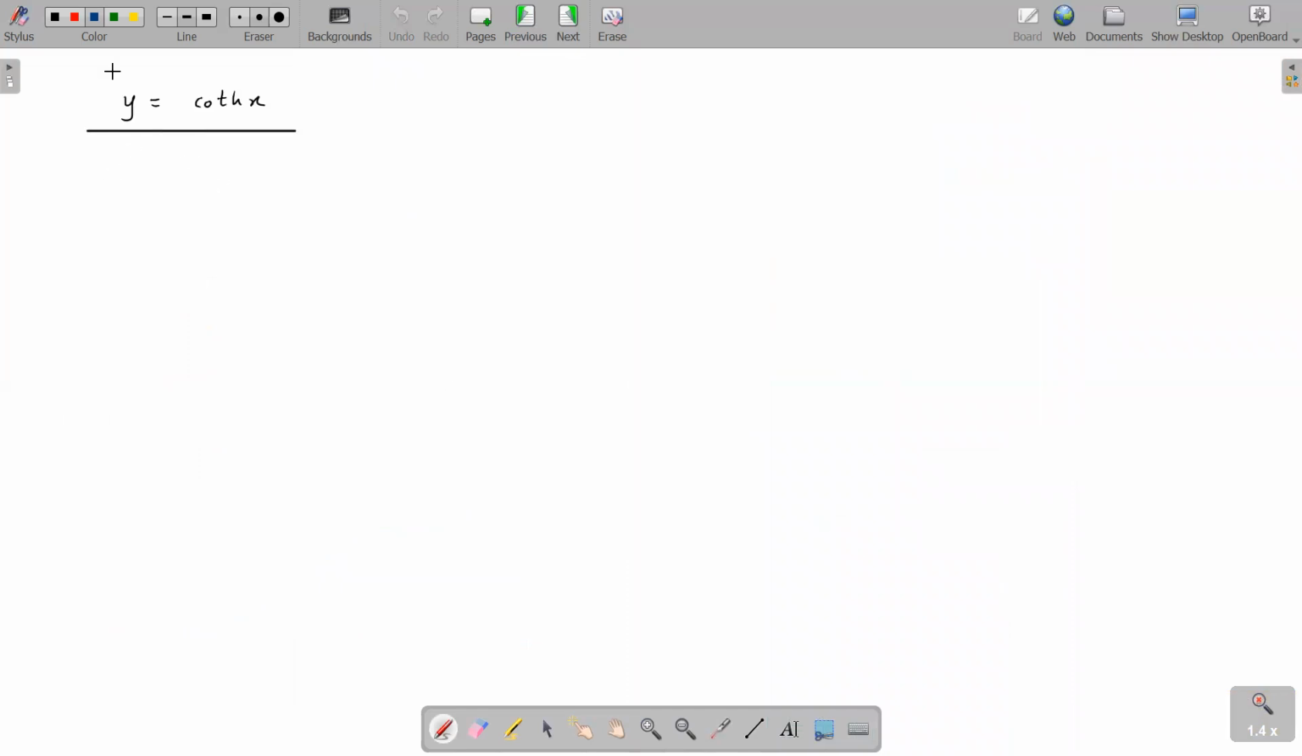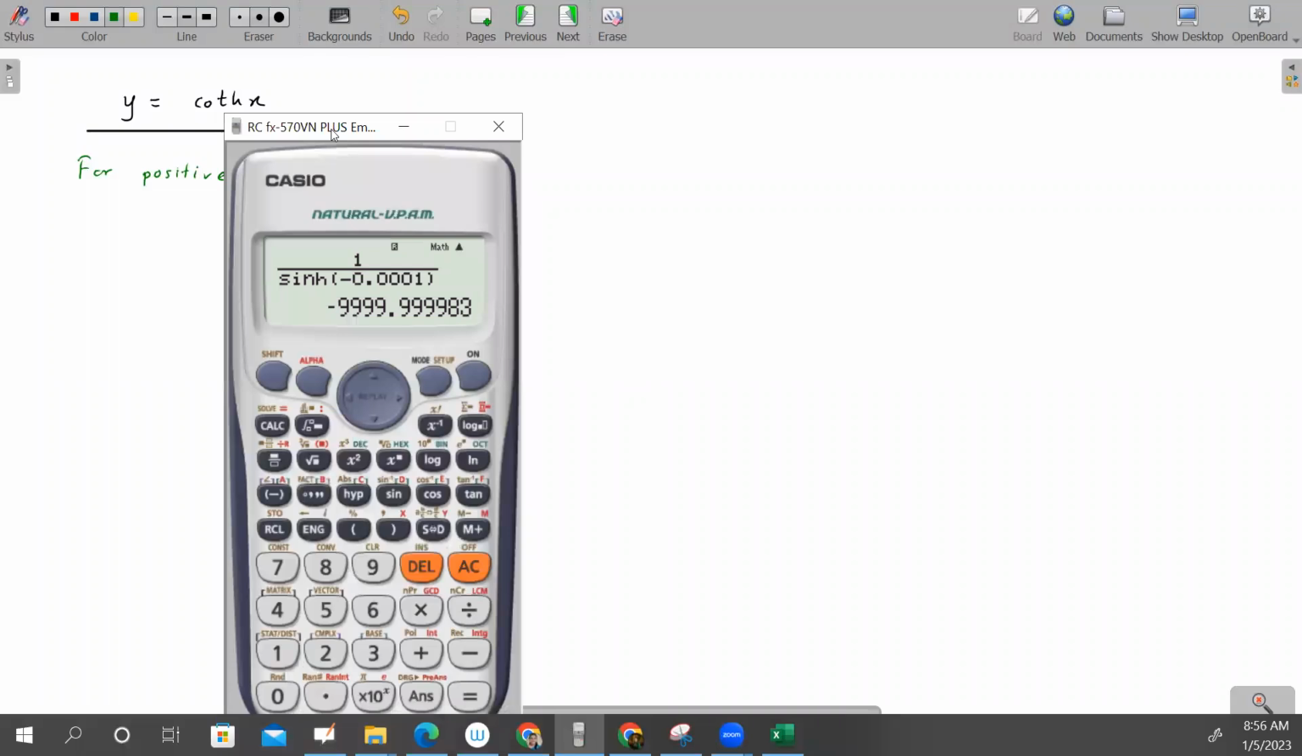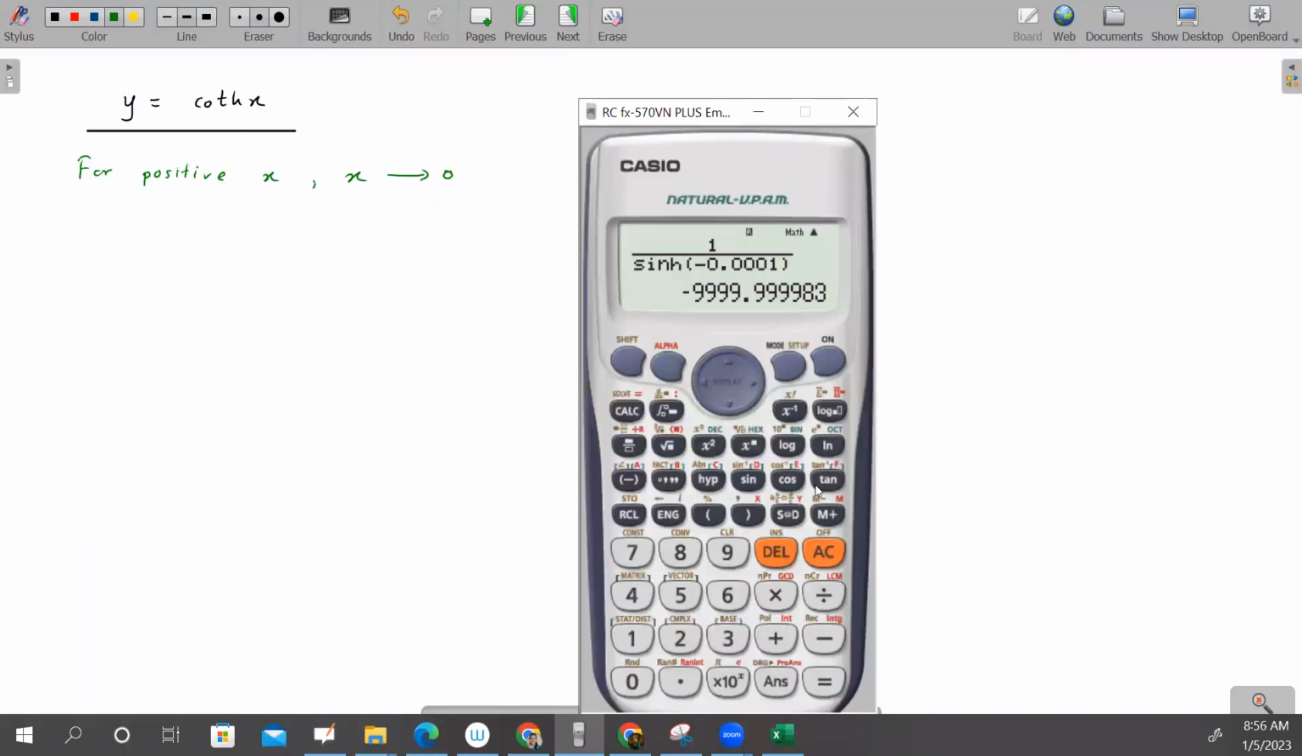So for positive x, as x reaches close to 0, what's going to happen? You can give the values in the calculator. So 1 over tan, since cot is the reciprocal of tan. So for positive x, as x approaches 0, you can give a very small positive x figure, right? So maybe 0.001. You can make it small.